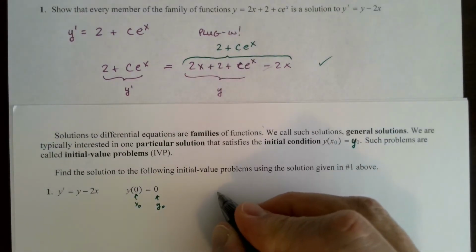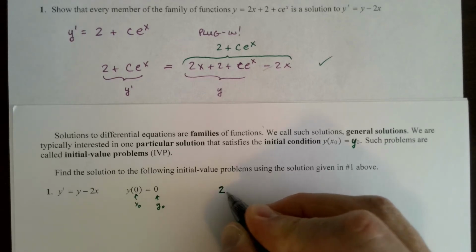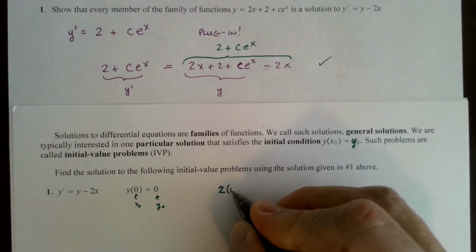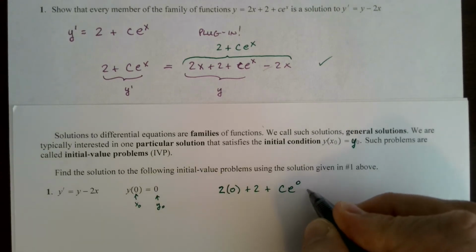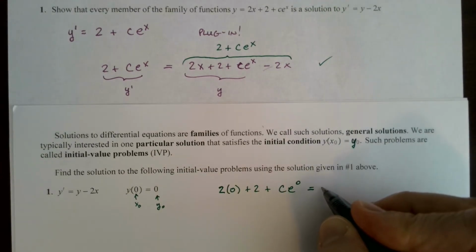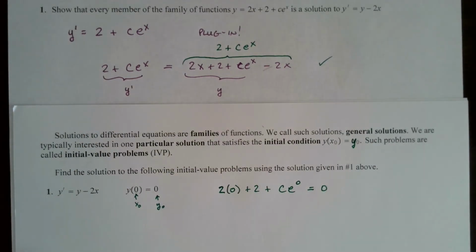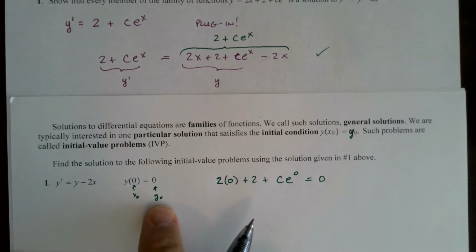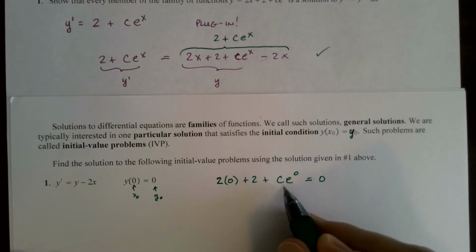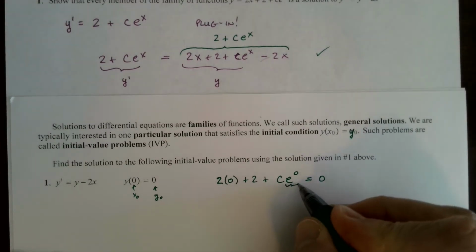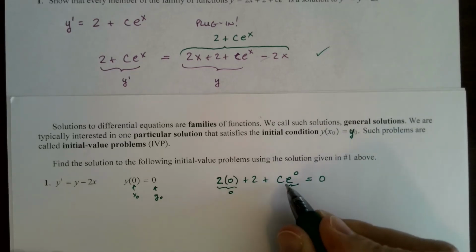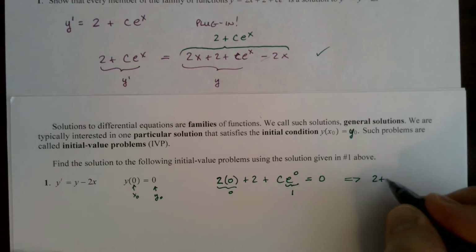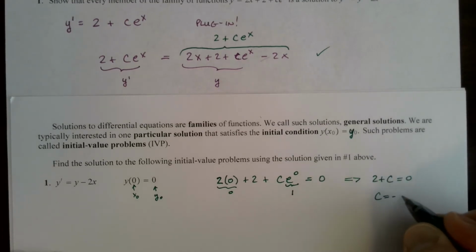So I've got, let's do it this way: 2 times x, which is 0, plus 2 plus c e to the x, which is 0. That's going to be y, which is also 0. This is saying when x is 0, y is 0. So we get an equation now that we can solve for c, because e to the 0 is not 0. Of course, it's 1. Of course, this is indeed 0, and I'm left with 2 plus c equals 0. And so we know c is negative 2.